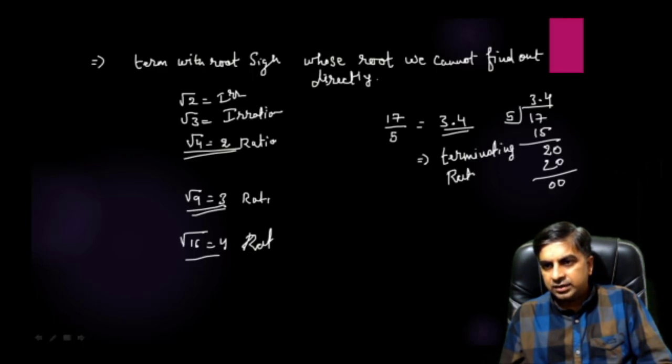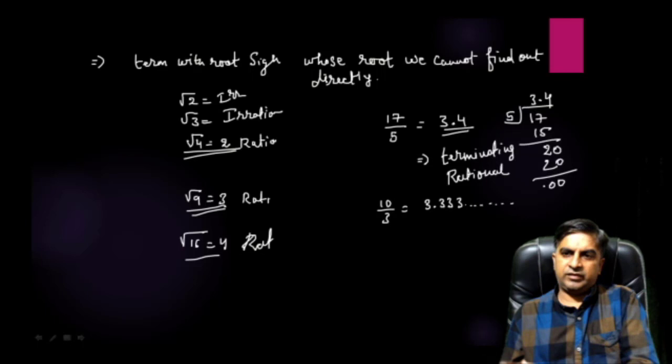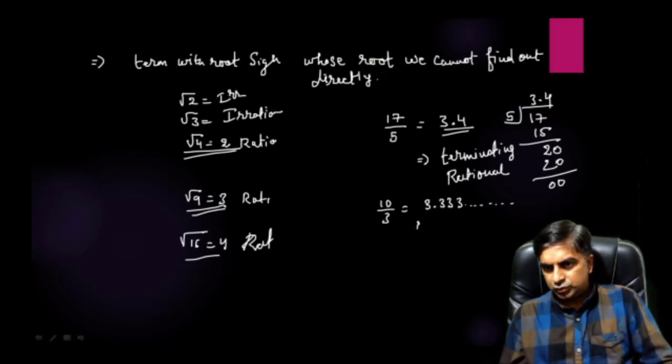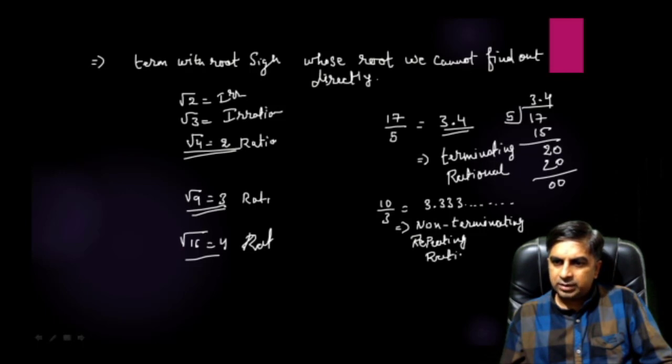Terminating numbers are rational. Now if I tell you to divide 10 by 3, you will get 3.3333. Try to divide by yourself. This will not stop, so this type of number is called non-terminating. But here you can see every time you are getting 3 only. So this is non-terminating repeating, and all non-terminating repeating numbers are also rational numbers.